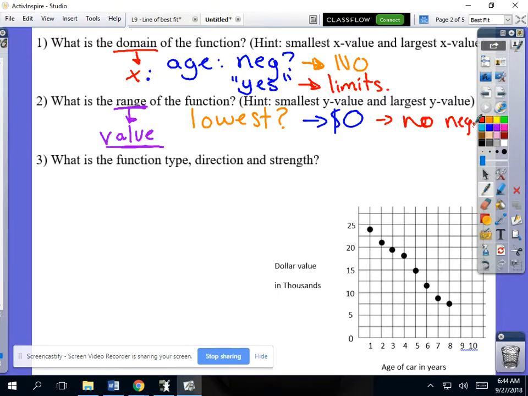But what about the highest our value could go? Well, the highest point, for most cars, is usually the moment that you buy it.